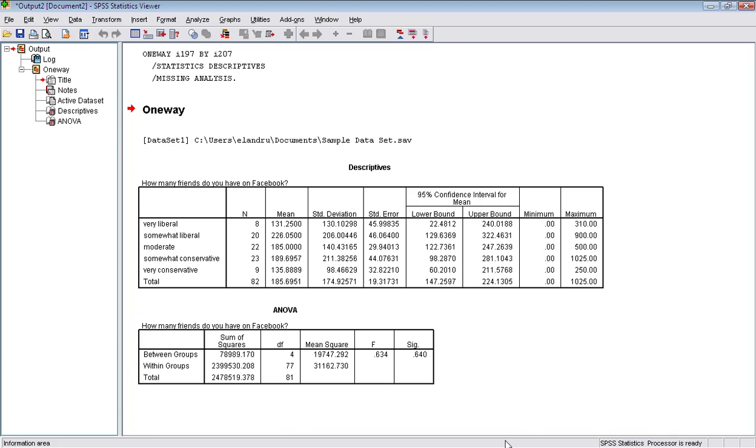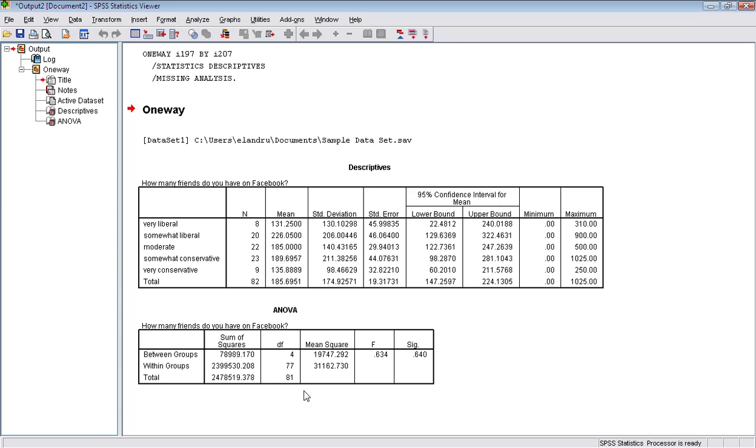But here's my analysis of variance. Here's my actual summary table, and I'm interested in the between groups. That's going to tell me whether there was a significant difference between these 5 groups, the different political affiliations, with the number of friends they have on Facebook as the dependent variable.